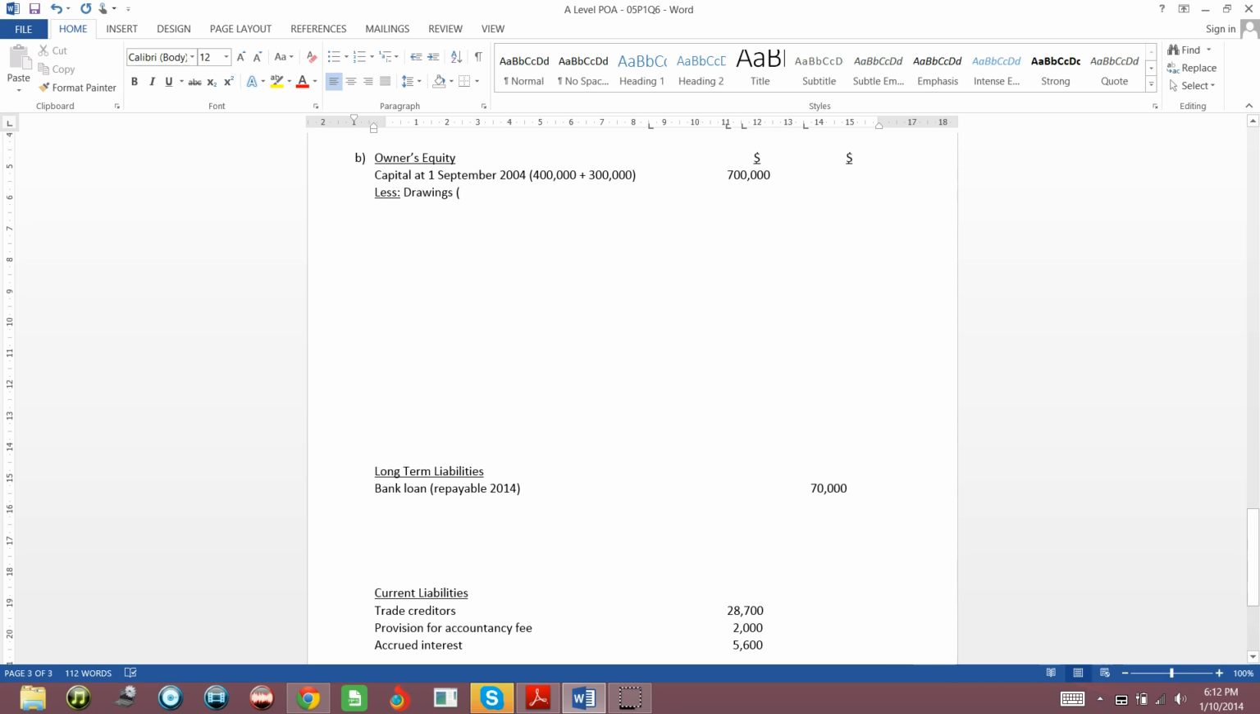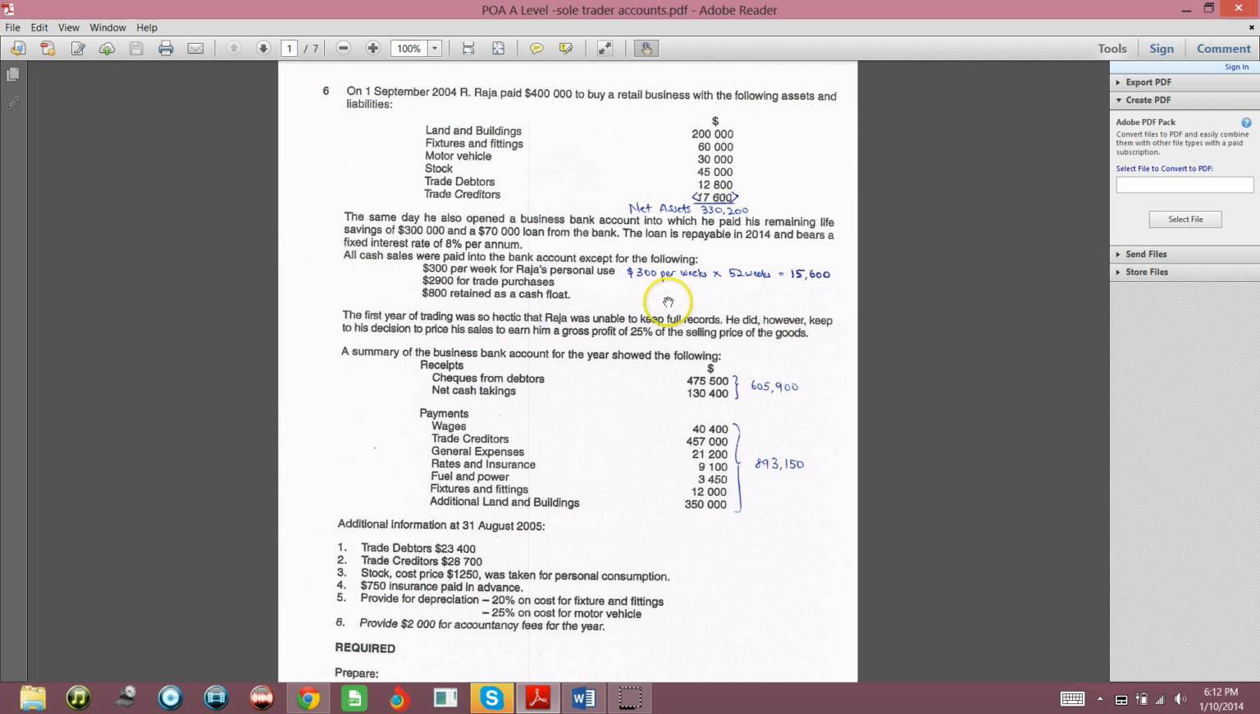Okay, so now you can look in the question. All cash sales were paid into the bank except the following. So that means he made cash sales. All of the cash sales were paid into the bank account, except he took $300 per week from the cash sales for his own use. That will be $300 per week. 1 year is 52 weeks, so in total he took 15,600 for his own use.